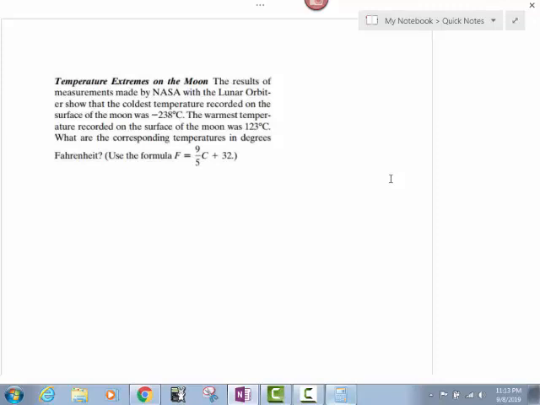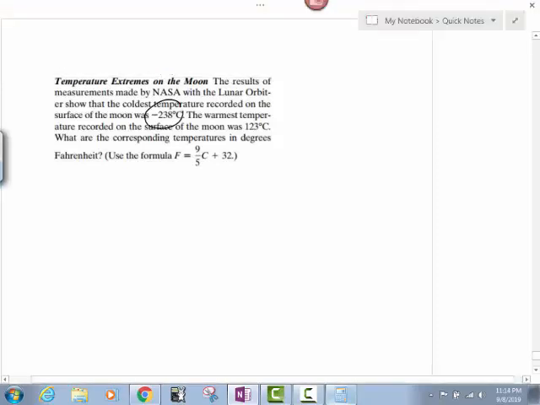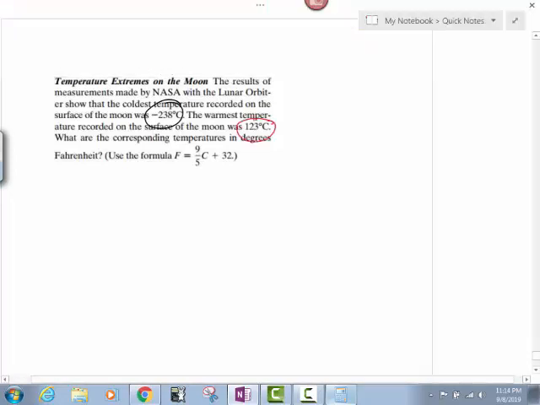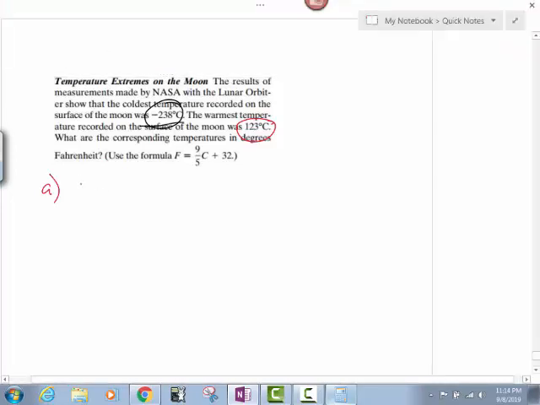Okay, so I want us to think about this. It's actually asking us to do two problems here. The first time we're going to plug in this number, and then the second time we're going to plug in this number. So I'm going to do this sort of in two pieces, okay? Part A. Let's use this number here. So I'm going to write F equals 9 over 5 times my number for C, negative 238, okay, plus 32.